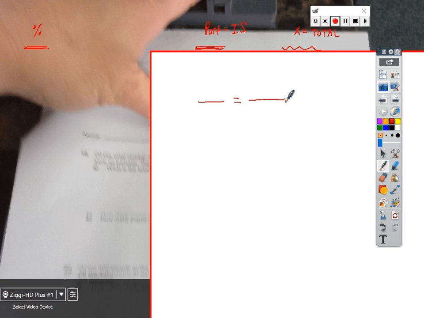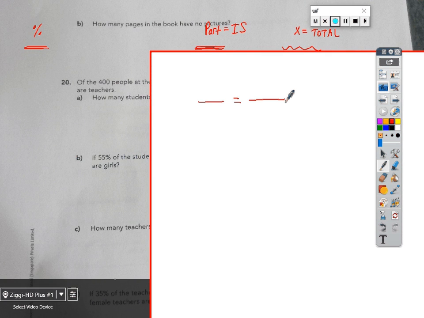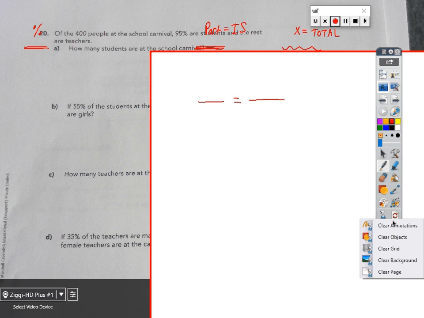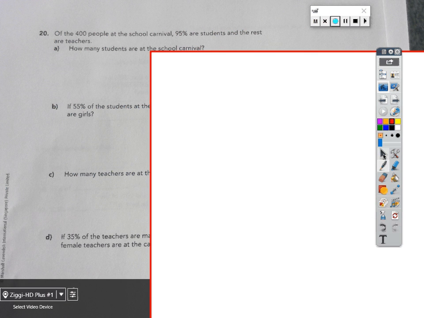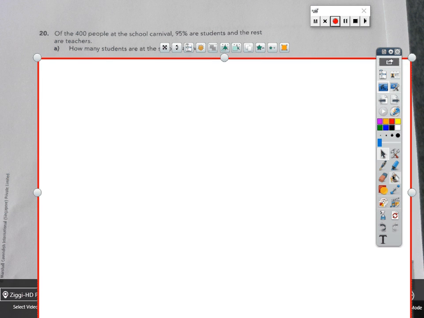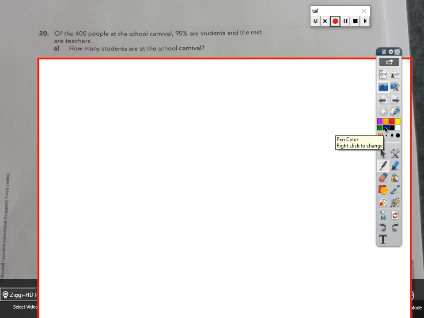Looking at number 20, we looked at a problem kind of like this today in class. We actually started number 22 together as a group. If you're watching this in 2018, this is a true story. Okay? If you're watching this a different day of the year, I can't promise.